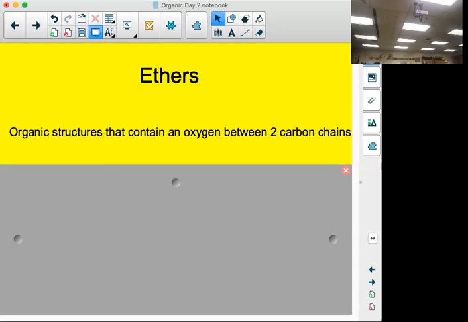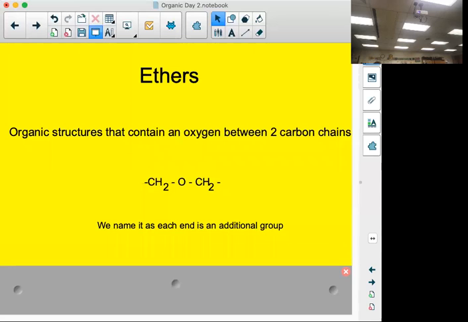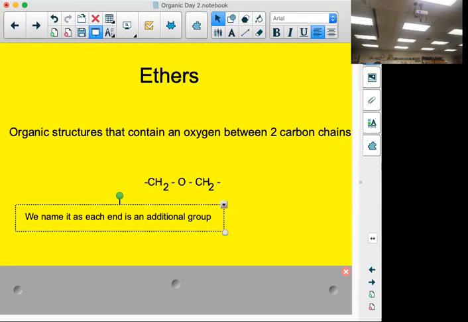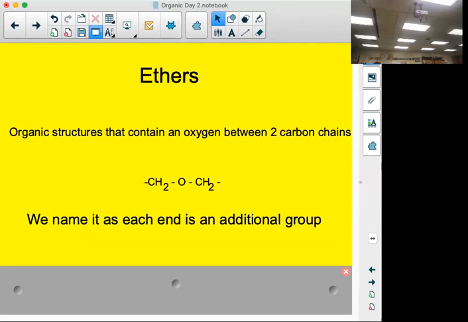Now, the structure itself is an oxygen between two carbon chains. We name it as if each end was an additional group.